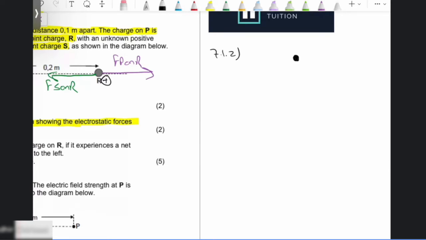So here we're just going to have this as force of P on R, force of S on R. Okay, good. See if there's any questions. Nope, nothing yet. If there is, I'll come back to it, guys. Okay.